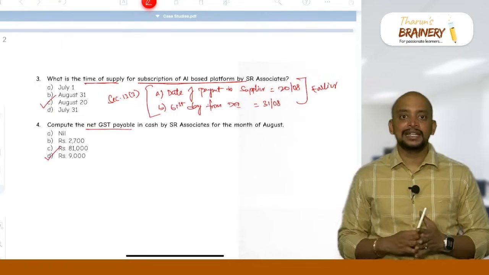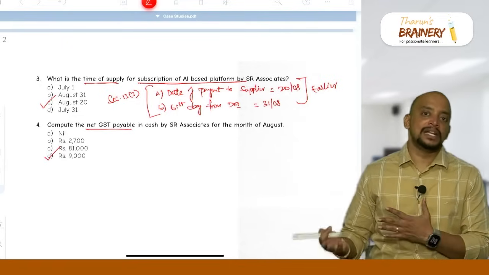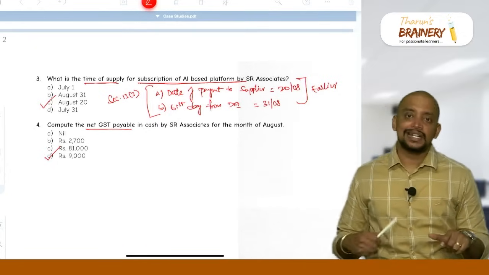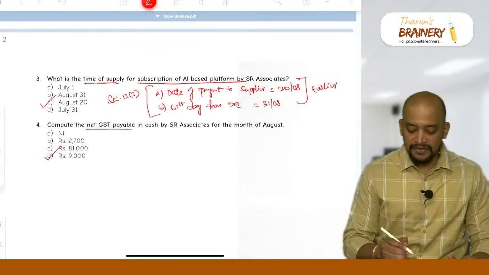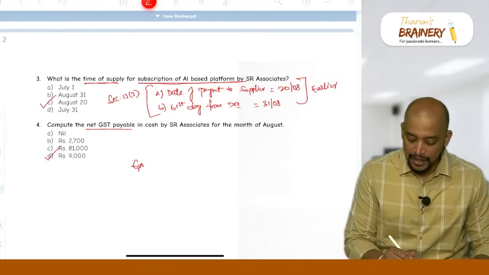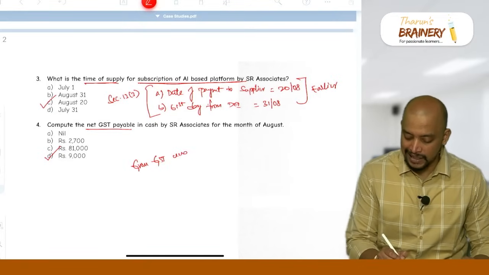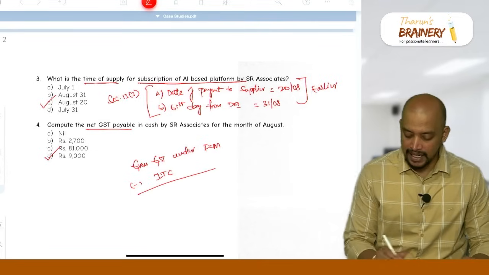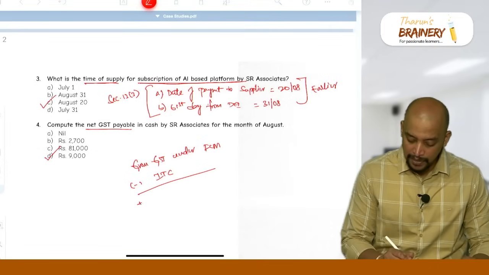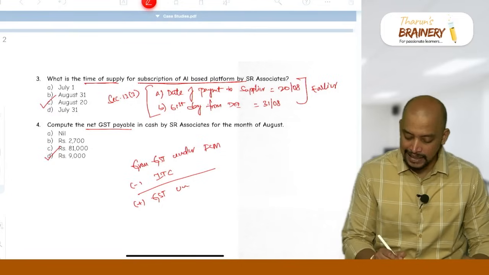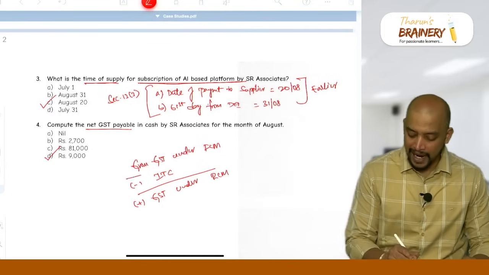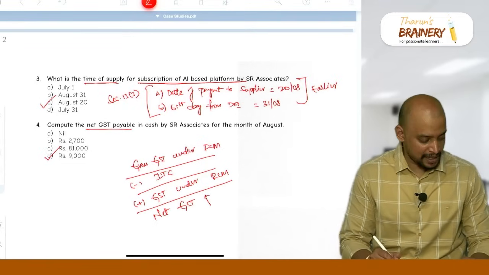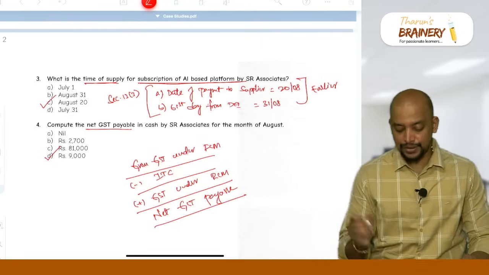Why? See, generally they don't have outward supply. So gross liability will be nil, and input tax credit they have, but they have to pay GST under RCM. So that GST under RCM should always be payable. So what is the way in which we need to compute the net GST payable? Gross GST under FCM minus ITC, and plus GST under RCM. So now if you add this, then what we get is known as net GST payable. Okay. So this is how we need to arrive at the answer.